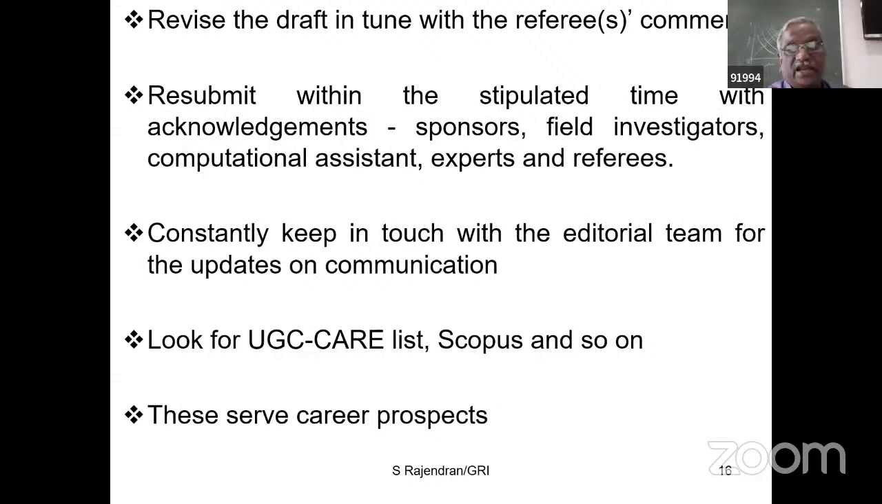Look for UGC CARE list, Scopus, and so on, the prestigious journals. I don't believe in the UGC CARE list because one day a particular journal is included in the list, the next day it disappears. I don't know what yardstick they have. But for career building and academic prospects, we need to publish in UGC CARE listed journals, and therefore you look for good quality UGC CARE listed journals. And all these are the career prospects in the years to come.